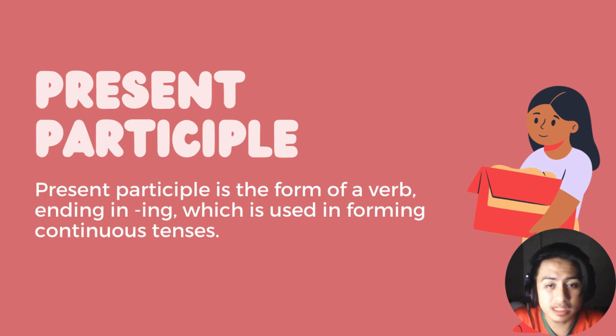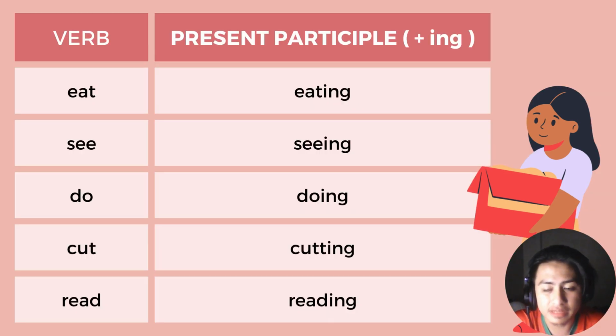Next, moving on to the present participle. So, present participle is the form of verb ending in ing, which is used in forming continuous tenses. So basically what you gotta do is you take a verb in its base form. Do you know what is verb in its base form? We will find out later. So, the verb in its base form, we add ing at the back to make it a present participle. Do you understand? So there are a lot of verbs that is available, right?